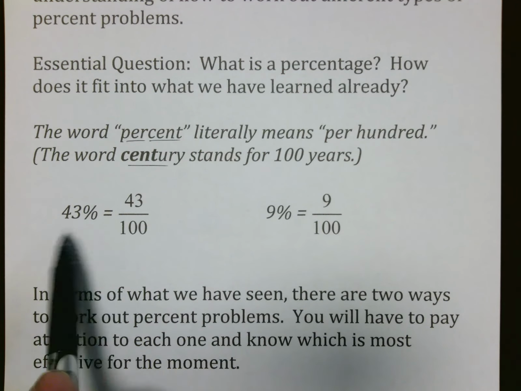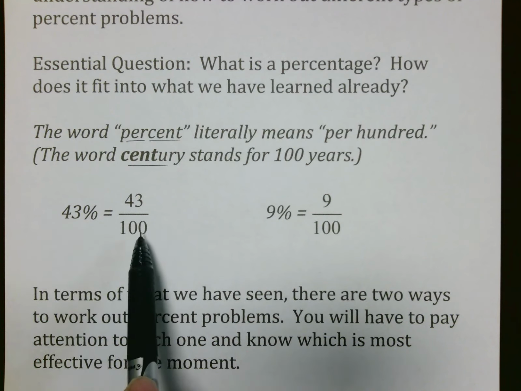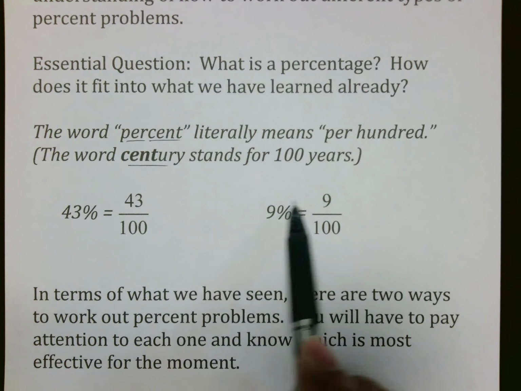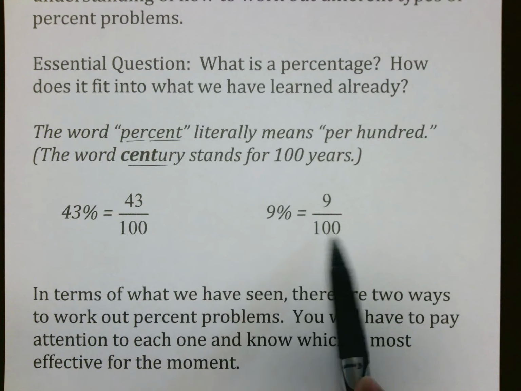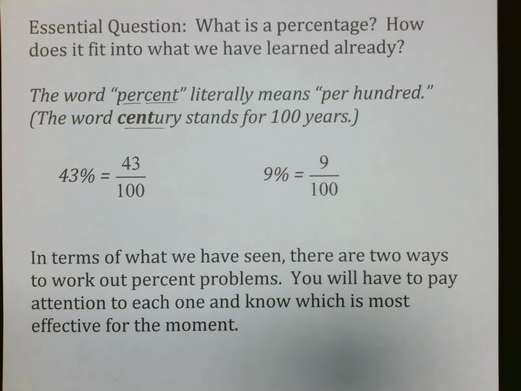When you get a grade of 43% out of 100, it's pretty much anticipating that if you took a 100-point quiz, if you answered 100 questions on that section, you'd get about 43 right. If you are a 9% free throw shooter, that means out of 100 attempts you're going to score 9 times. So in terms of what we're seeing, there are two ways to work out percent problems.